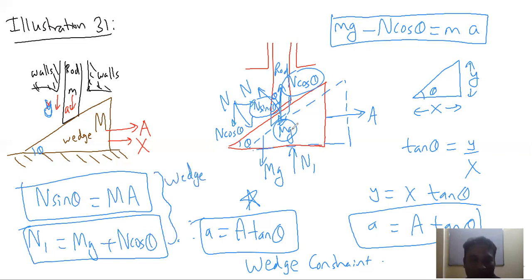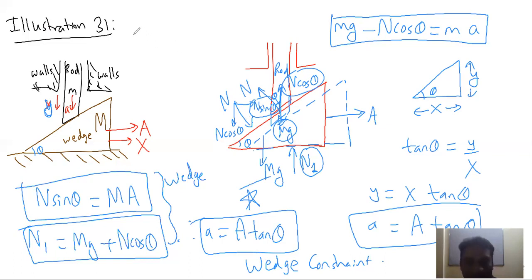I hope you understood this. On the wedge, we have N1 by the ground on the wedge in the upward direction, N cos theta, which is the component of the normal reaction by the rod on the wedge in the downward direction, and we have Mg, the mass of the wedge into gravitational acceleration, in the downward direction. So these are the equations that we have.